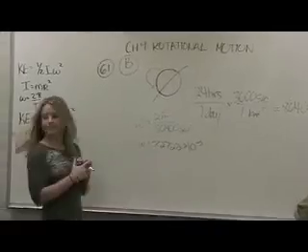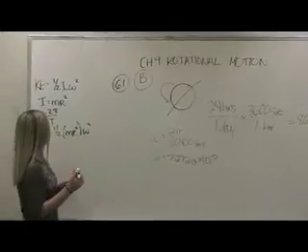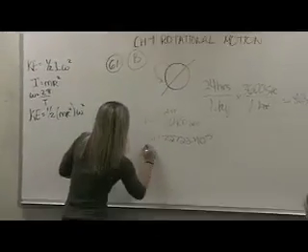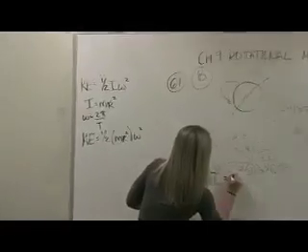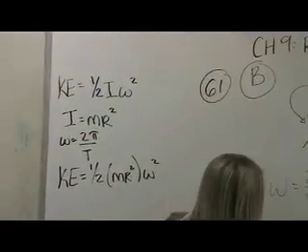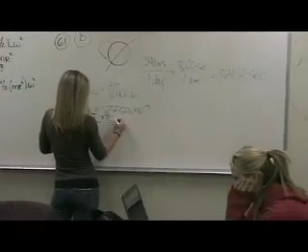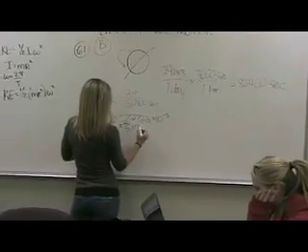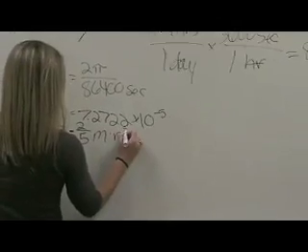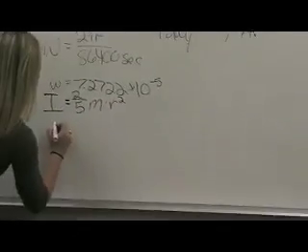Now we need to figure out what I would be next. I equals 2/5. We have to use a different I, because now it's a 2/5 sphere: 2/5 times the mass of the Earth times the radius of the Earth squared. So there's a new equation for I.